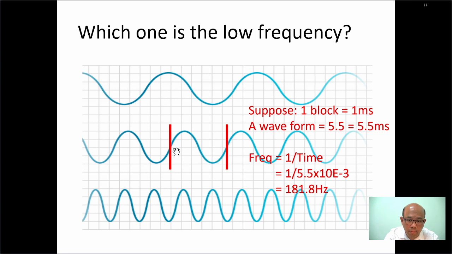We check what the time is in each box. Each box represents 1 millisecond. So from this to this is totally 5.5 milliseconds. And then we can convert from time to frequency, and the frequency is 181.8 Hz. Okay, this is the calculation. We can conclude that signal C below has a higher frequency than signals A and B.